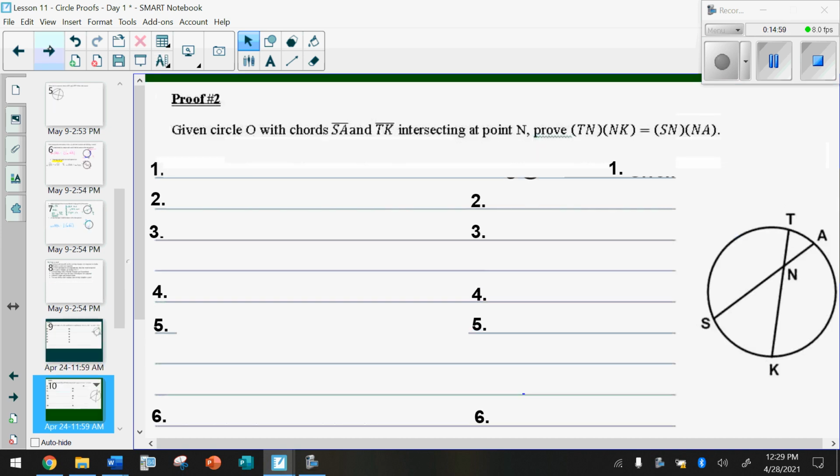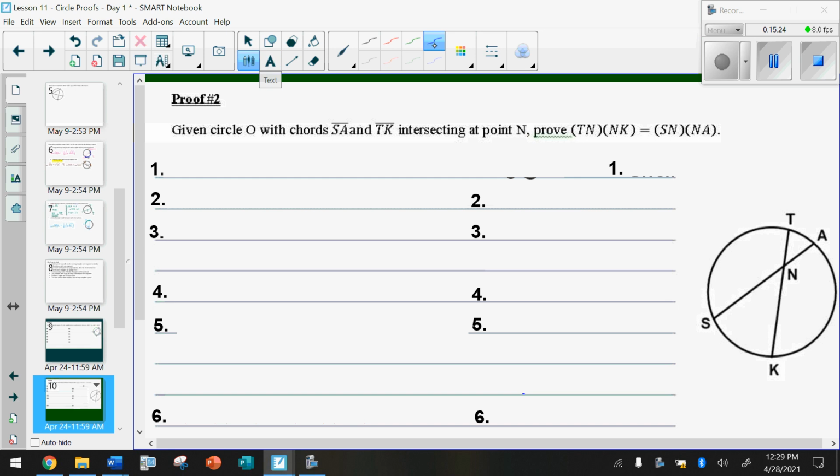Proof number 2. Given the circle O, notice that the center point is not given, so we don't have to be confused about whether we have diameters or not. We do not have any diameters. We have chords SA and TK intersecting at point N. We're trying to prove that TN times NK equals SN times NA.